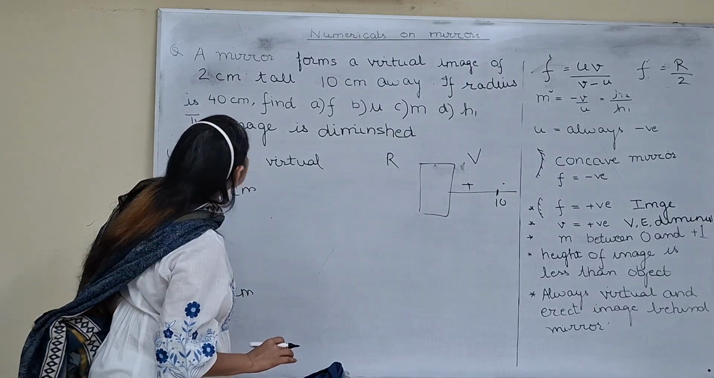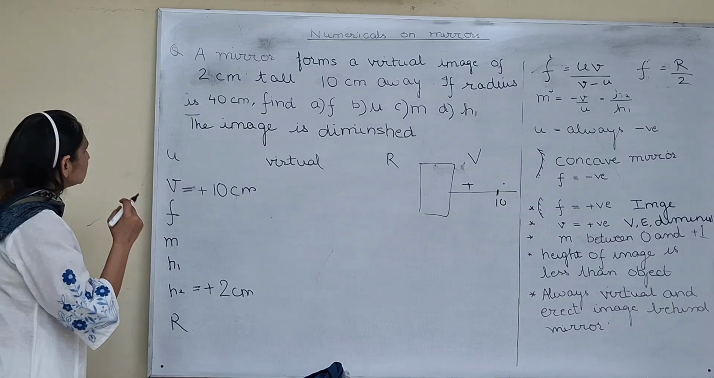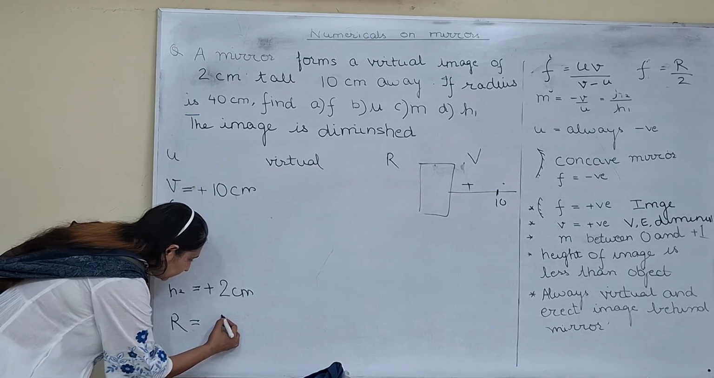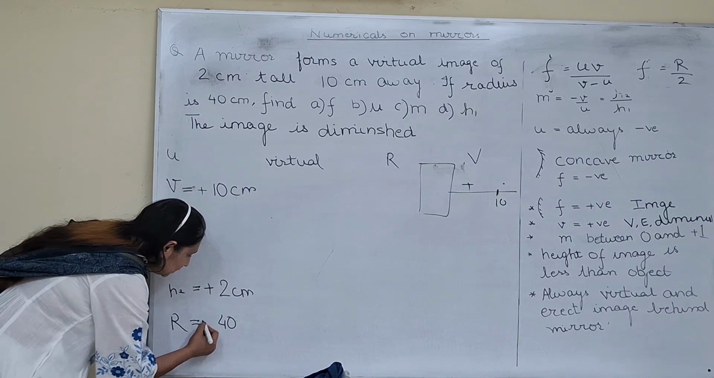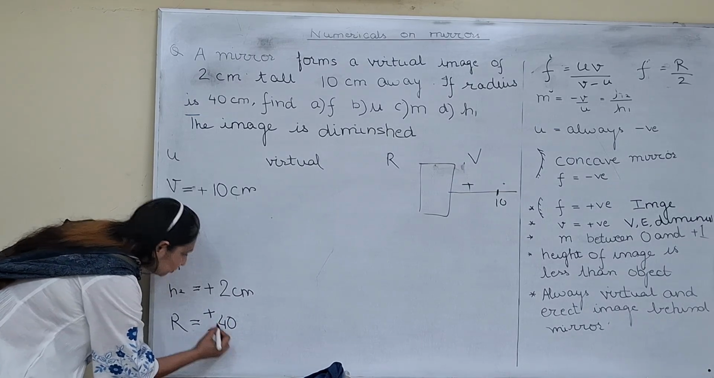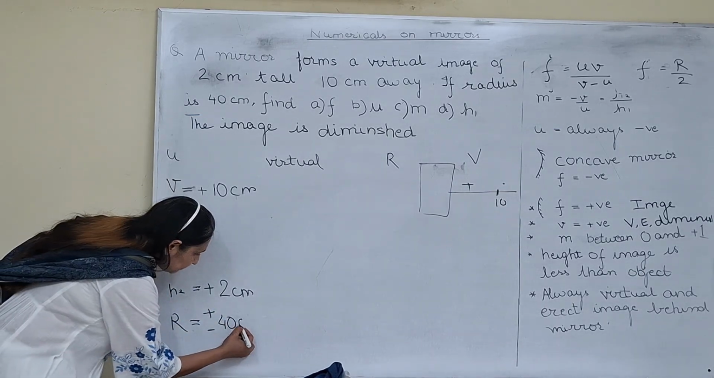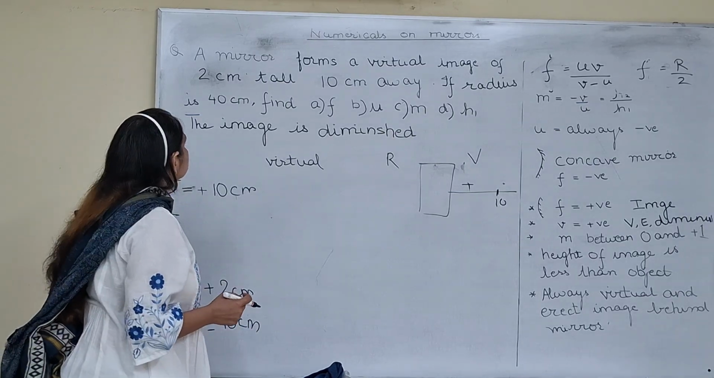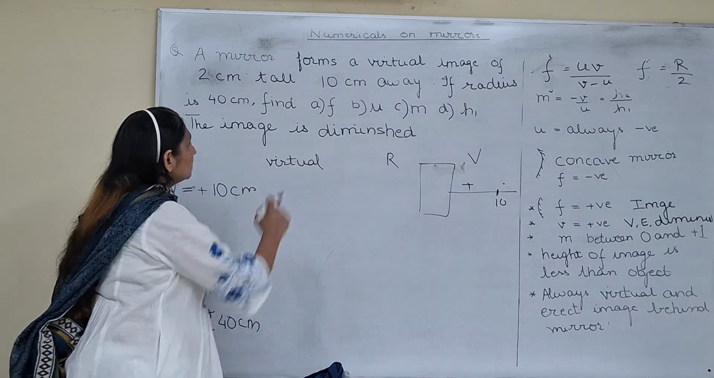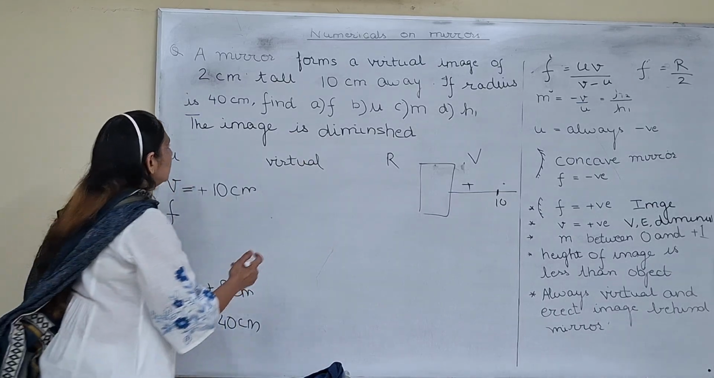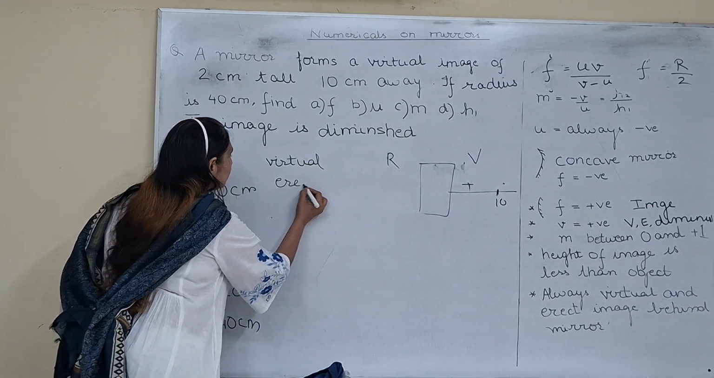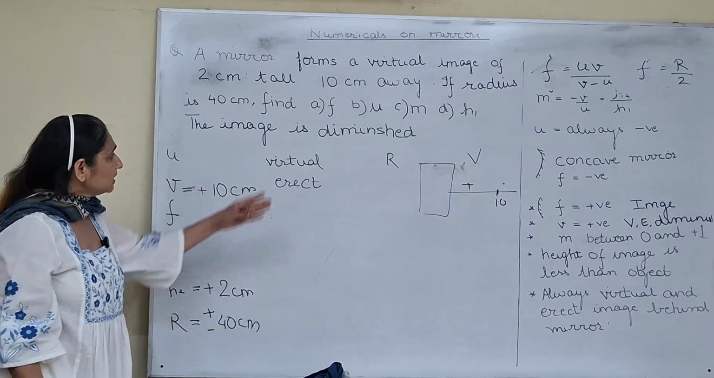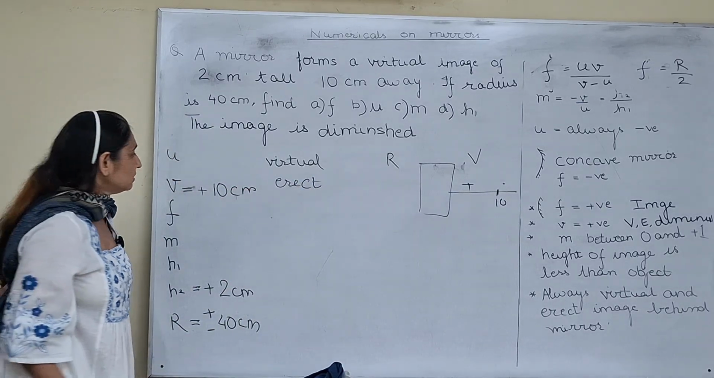The radius is 40 centimeter. Now we still don't know which mirror it is, so at least I'll write 40. And I'll write plus and minus both so that I don't forget that we don't know yet whether the radius of curvature is plus or minus. Okay. The image is diminished. So we have one more fact about the image. Virtual erect it is anyway, but they have given that the image is diminished.